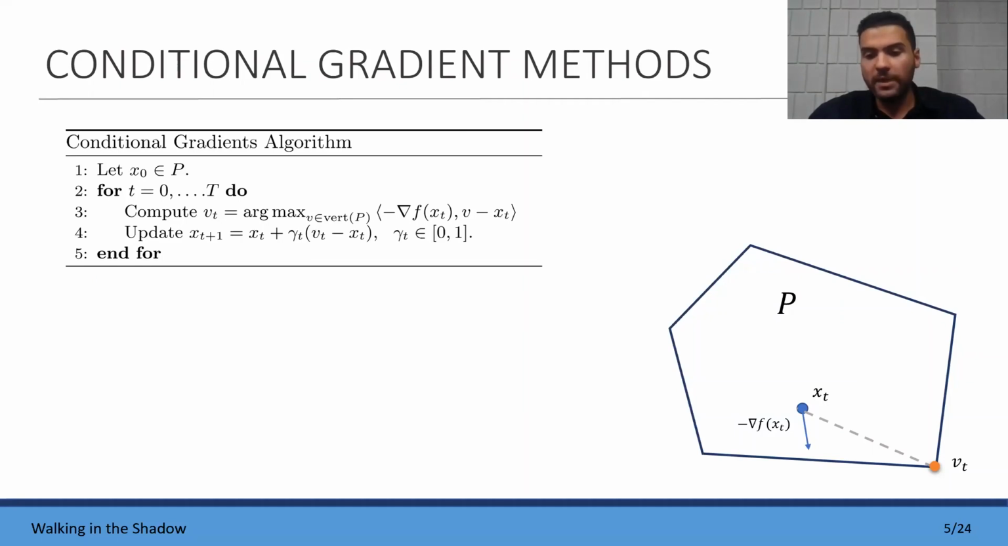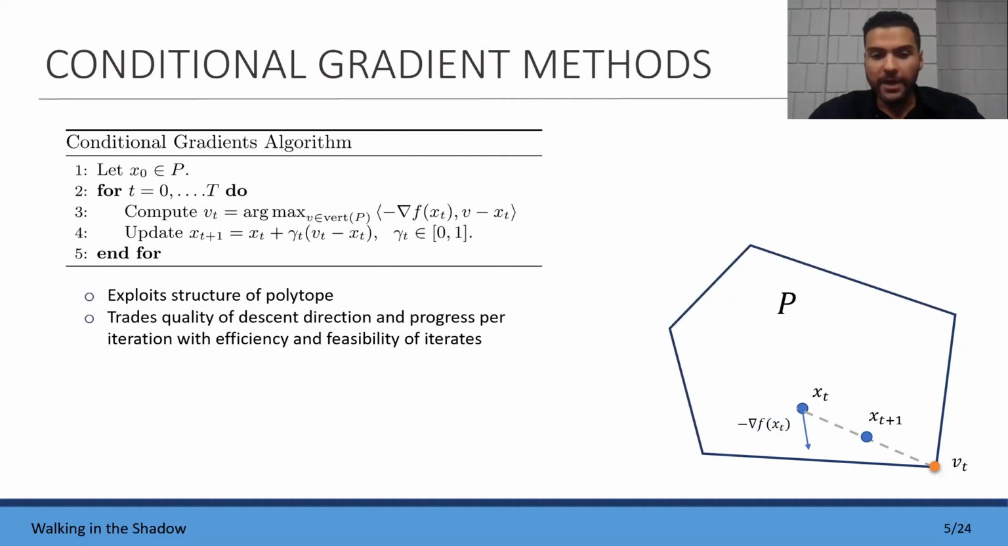And then the algorithm will basically do a line search along that descent direction to minimize the function value to obtain the next iterate x_{t+1} as follows. So this algorithm is very simple and efficient because all the iterates are feasible, and so it does not require projections. However, it trades that efficiency and feasibility of iterates with the quality of the descent direction chosen. And we see that here because this gray Frank-Wolfe descent direction is not really well aligned with the gradient.